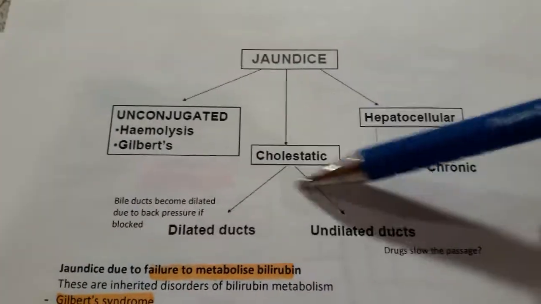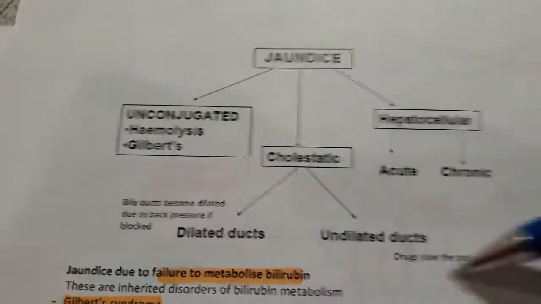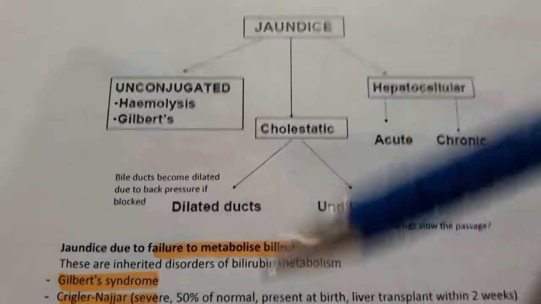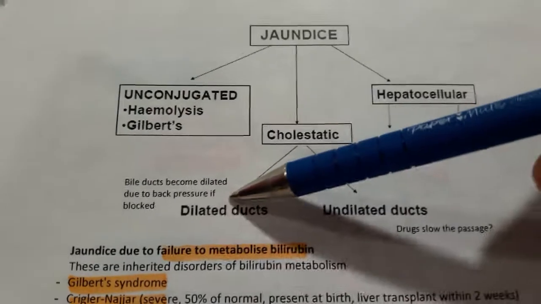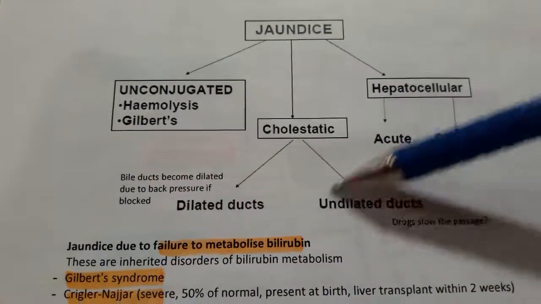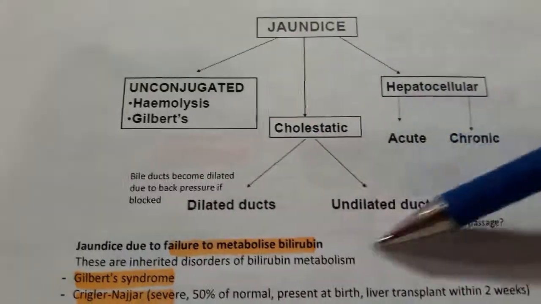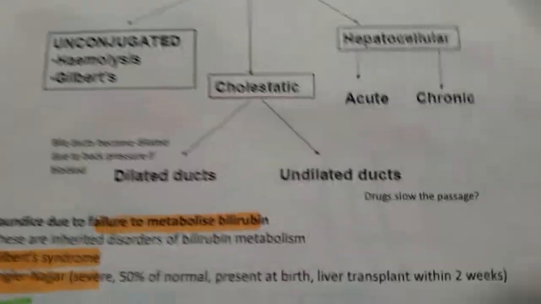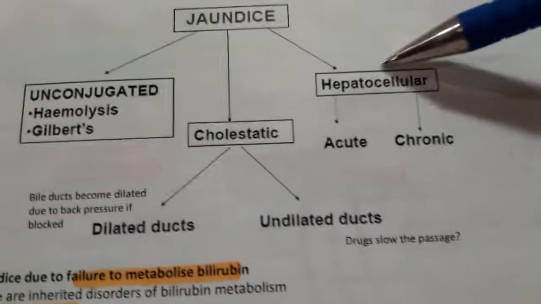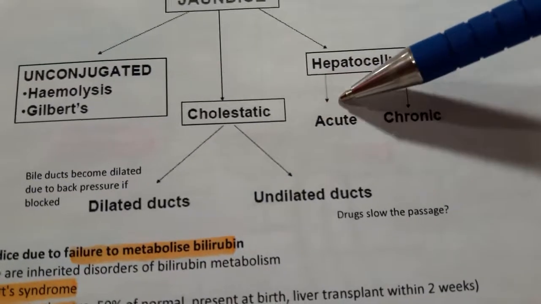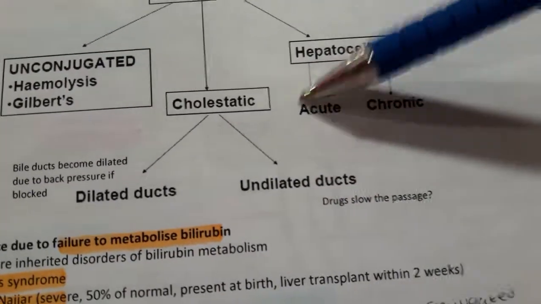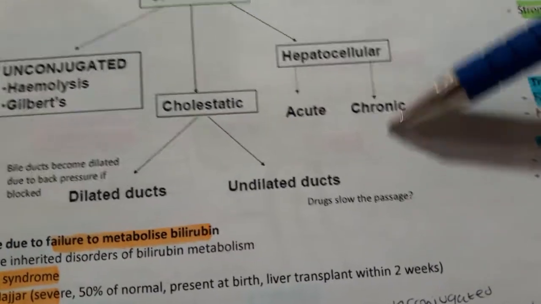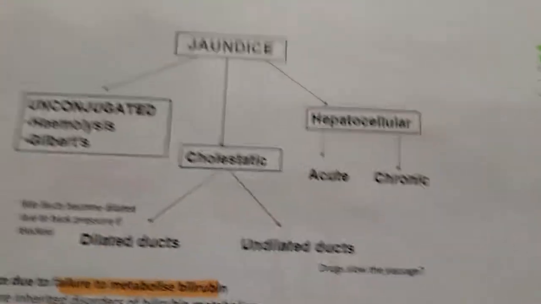Conjugated could either be due to cholestasis, which is slowing down of the bile, could be due to dilated ducts, due to gallstones or cholangiocarcinoma or pancreatic cancer, or it could be due to undilated ducts. That's more sort of the pancreatic cancer. Or it could be due to hepatocellular, so that's acute causes such as viral, alcohol, drugs, toxic, autoimmune, or chronic hepatitis and cirrhosis.